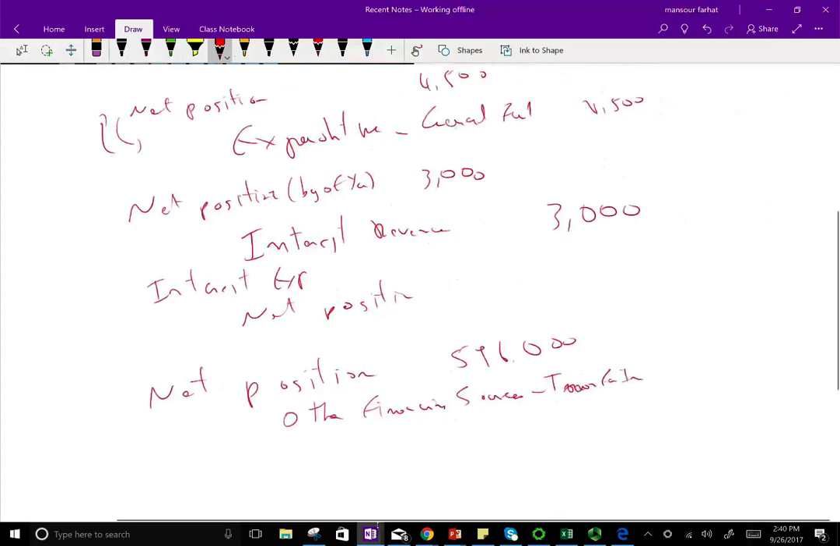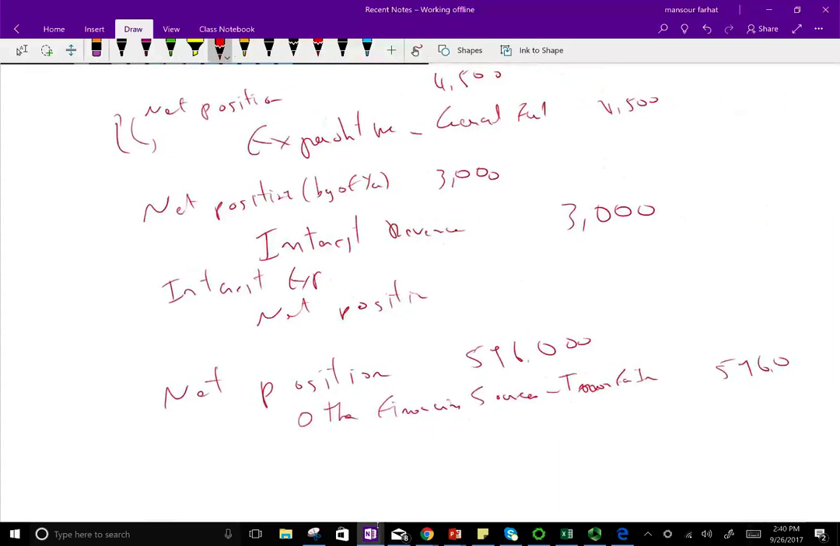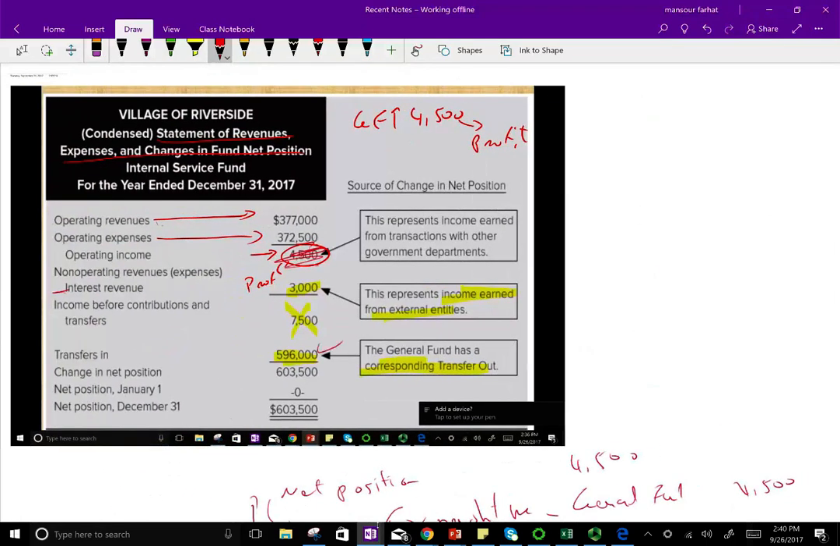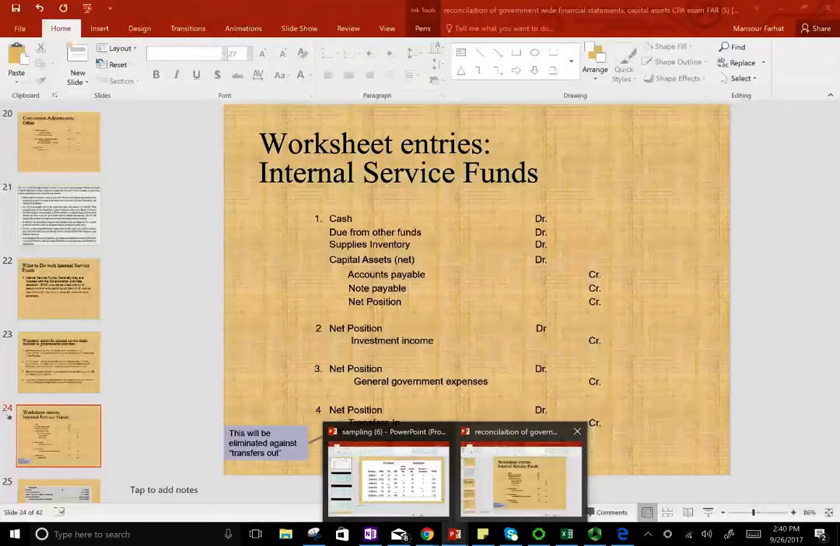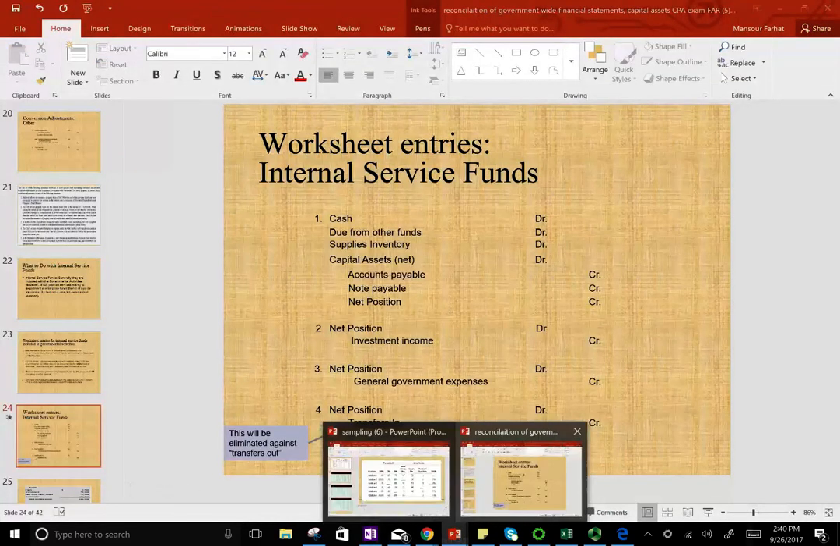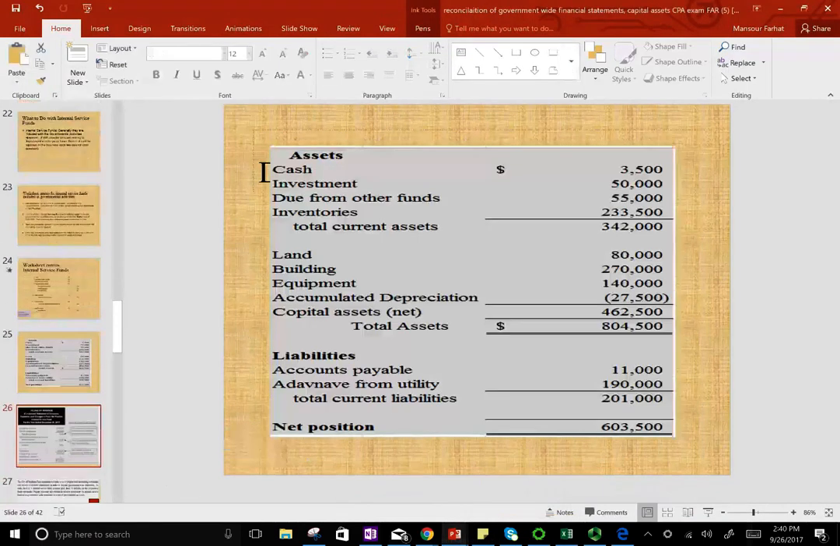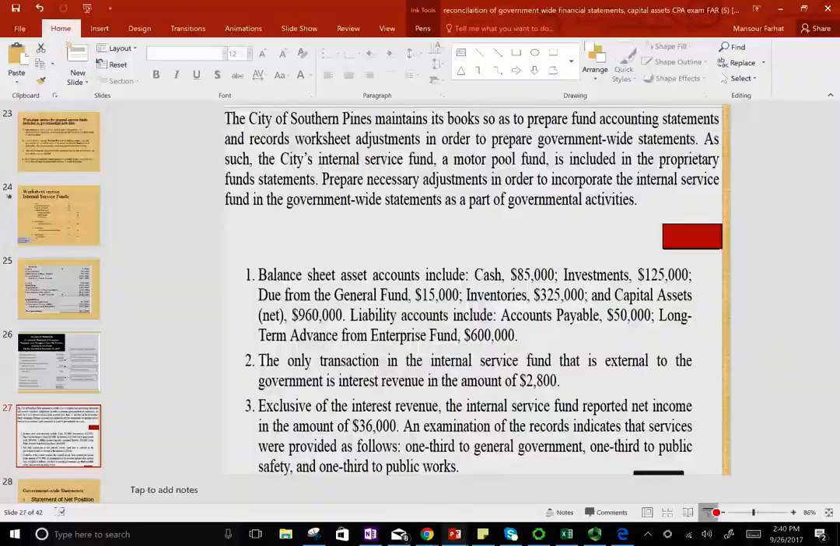Transfer in 596. And basically we took care of this 596 as well. So three things we took care of on the income statement: any profit or loss, any interest revenue or expense, and any transfer in. Therefore, we added the internal service fund to the government-wide financial statement. Now let's go ahead and work one more example just to see how this works.